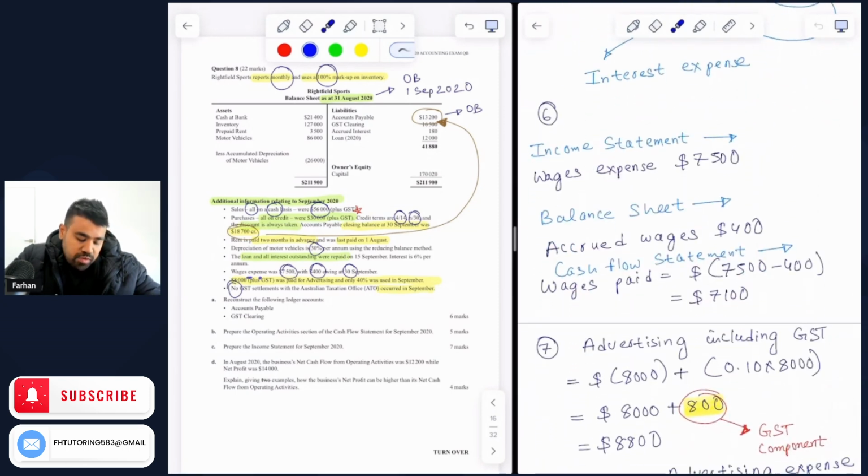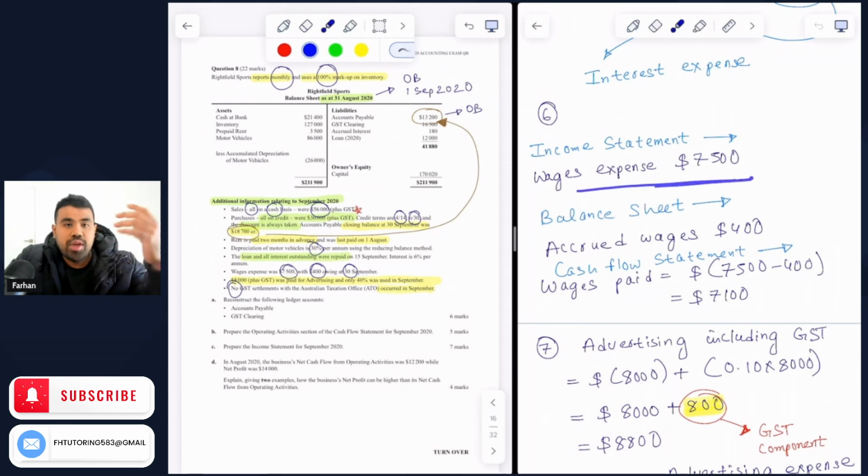Right, so let's move on to additional information number 6. Wages expense was $7,500 with $400 owing at 30 September. All right, so the income statement is going to show the expenses that we have incurred for the financial period September 2020, and that is the entire wages expense of $7,500. In the balance sheet, we would be showing accrued wages of $400 because this is wages that we are obligated to pay. This is a present obligation of the business at 30 September 2020.